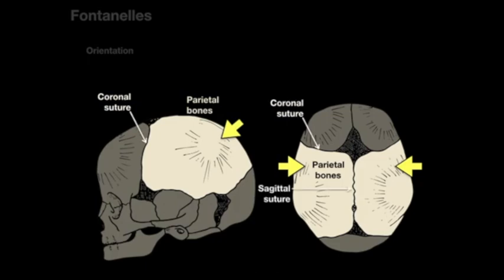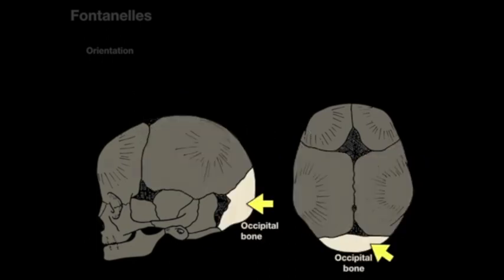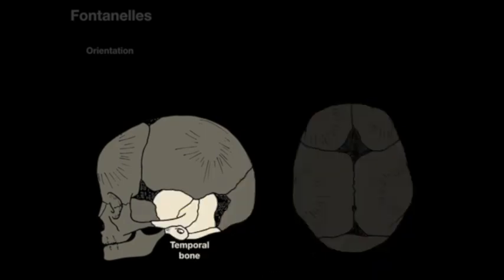The parietal bones form the superior wall of the calvarium or skull, and the coronal suture borders the front of the parietal bones, and the sagittal suture goes right down the middle of the two parietal bones. The occipital bone forms the back of the skull, the part that you would rest against a pillow, and it's bordered anteriorly by the lambdoid suture. And finally, along the lateral part of the skull, we find the temporal bone.